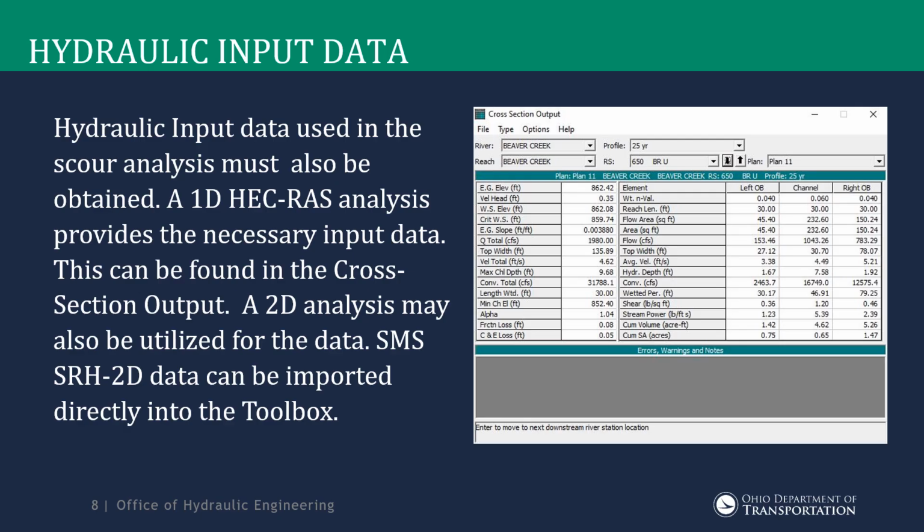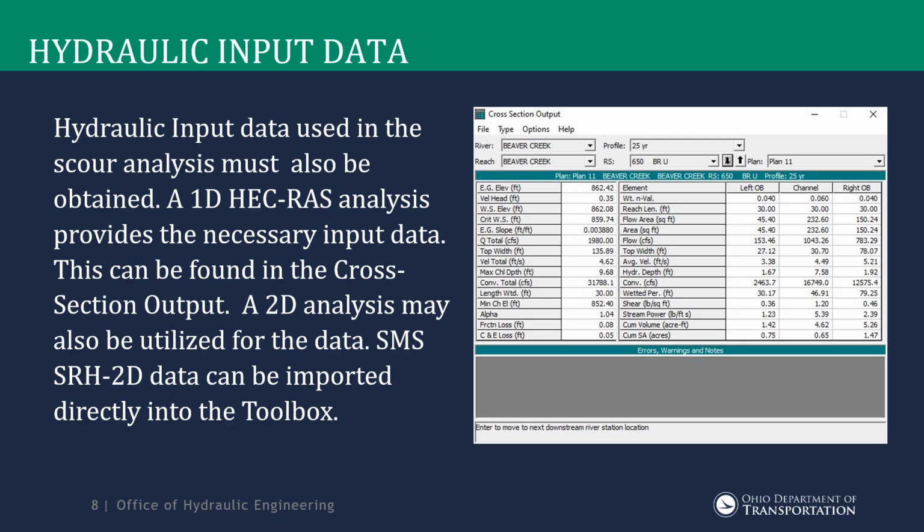We also need hydraulic input. A 1D HEC-RAS analysis gives us what we need. You can see here this is a cross-section output. If you're familiar with HEC-RAS, you're familiar with this. We will be using HEC-RAS 1D for this example.